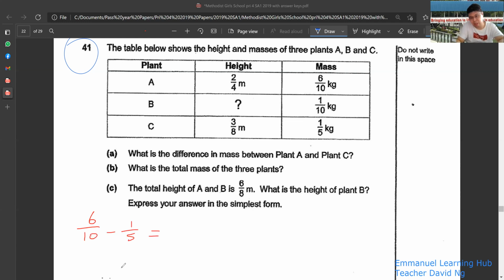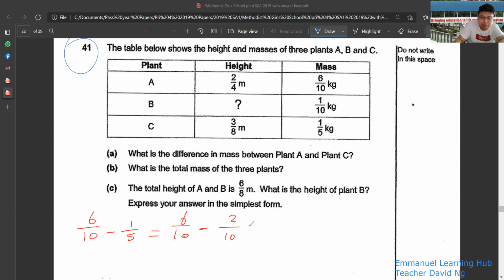6/10 minus 1/5. Understand? You look at the mass column. Plant A, mass column 6/10, and plant C, 1/5, right? So 6/10 minus 1/5. 6/10 minus how many? How many over 10? How did 5 become 10?